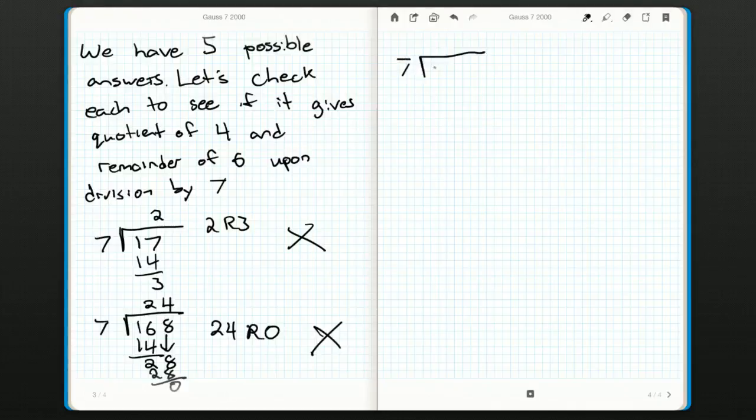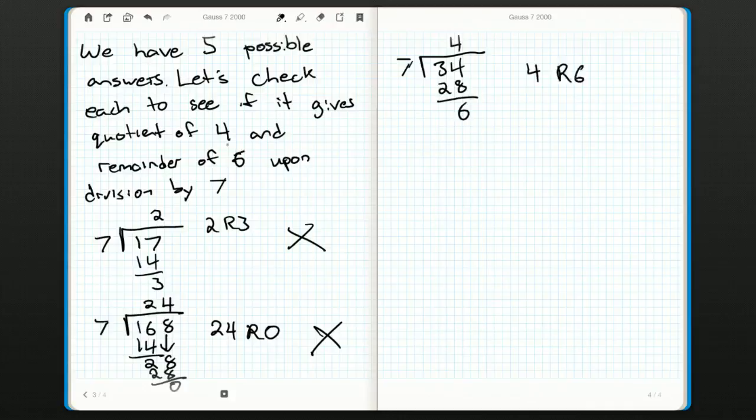Our next number was 34. So we set up the long division. How many times does 7 go into 34? Well, it doesn't go into 3. But certainly 28 is less than that, and the next multiple is 35, which is more than that. So we go 4 times, and we get 28. And 34 minus 28, well, that's 6. So we have 4 with a remainder of 6. Well, that's exactly what we're looking for.